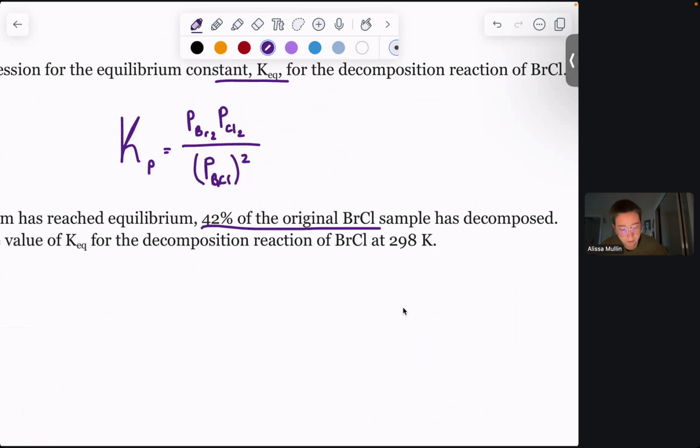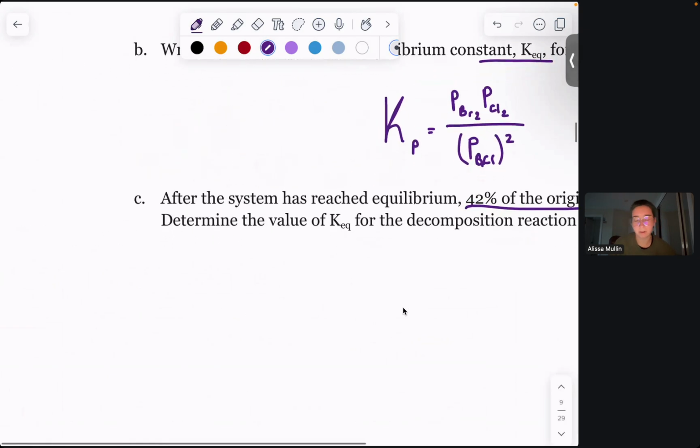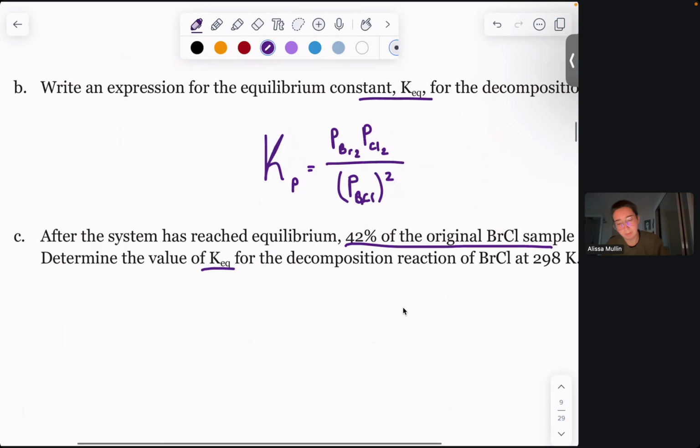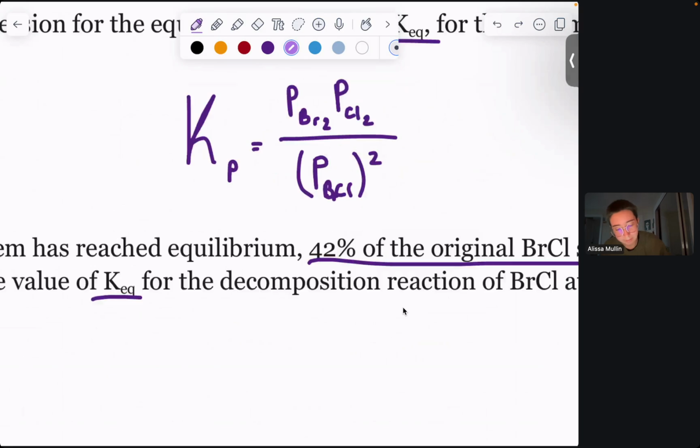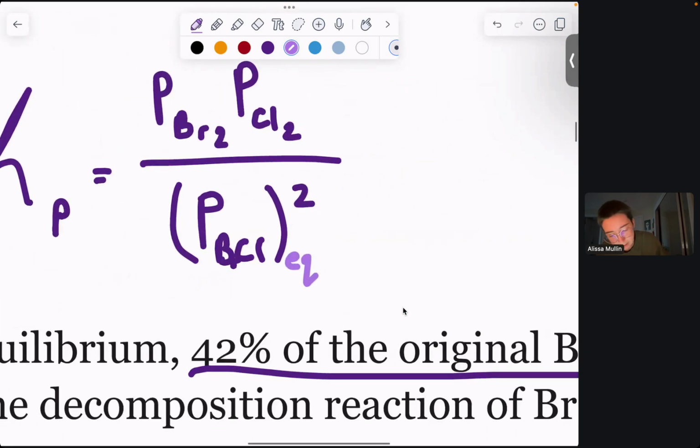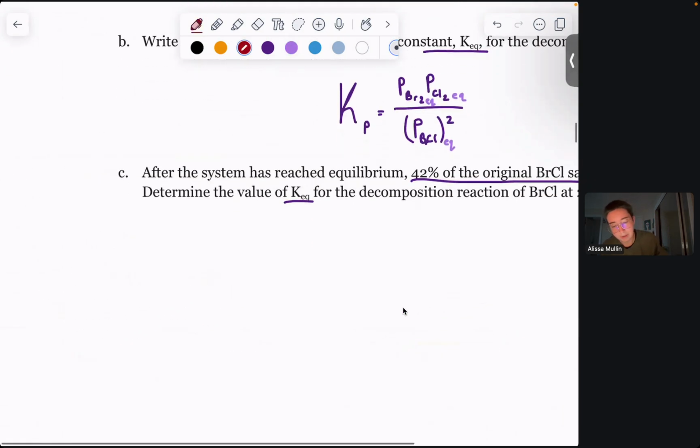But I know that once equilibrium is established, I have lost 42% of my BrCl. And then I want to figure out what KEQ is. So remember, if I want to use this expression, K is at equilibrium. So I need to know all of my equilibrium pressures, right? So I need to figure out all those so that I can plug them into this equation and solve for K.